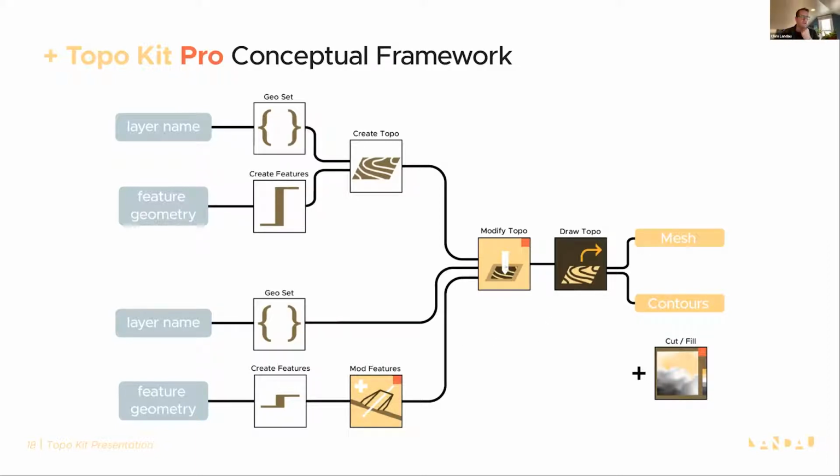So after all that, you draw it and you get mesh and contours, and maybe another advanced thing you might do is cut and fill. So using an existing mesh and a proposed mesh, and then comparing the two of those and seeing how they vary and getting a numeric understanding of the volumes that you're dealing with.